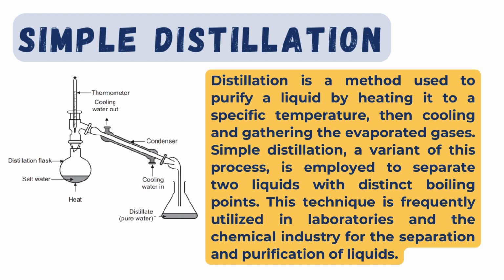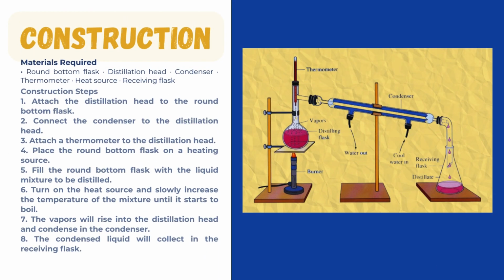Simple distillation involves heating the liquid mixture to the boiling point and immediately condensing the resulting vapors. This method is only effective for mixtures wherein the boiling points of the liquids are considerably different, at a minimum difference of 25 degrees Celsius. And you should also remember that the purity of the distillate, the purified liquid, is governed by Raoult's law. So guys, this was a brief about what is simple distillation. Now moving on towards the construction of simple distillation.